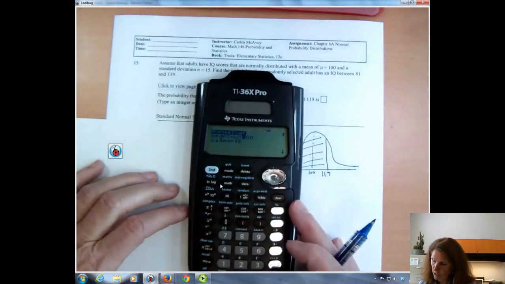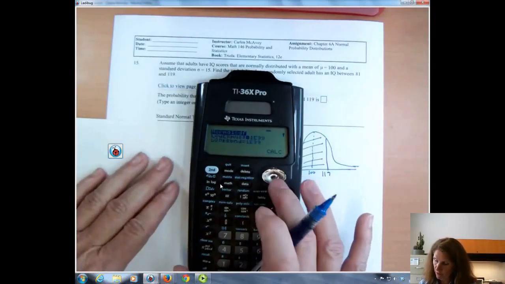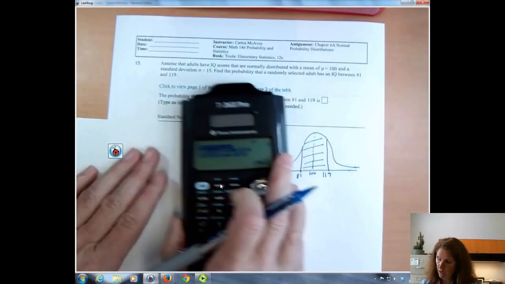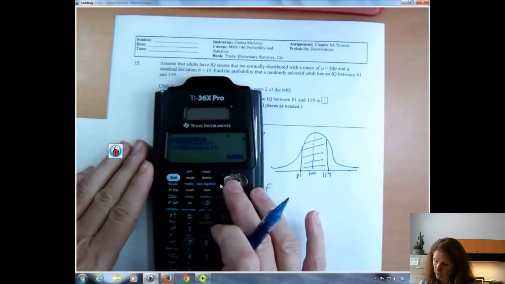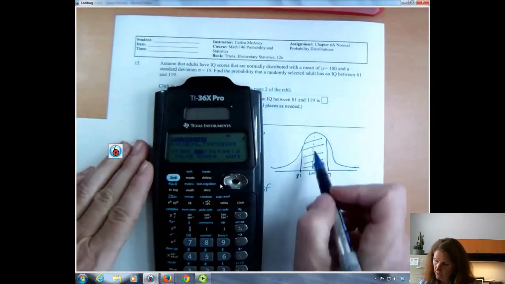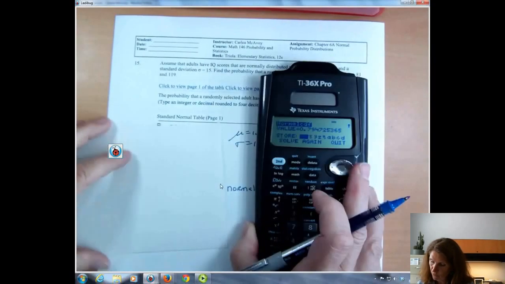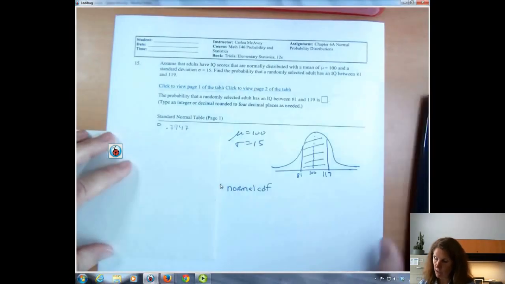distribution, Normal Cdf. I've got 115 working for me, so I'm going to leave that in there. I don't have a negative infinity, positive infinity. I have a lower bound of 81 and an upper bound of 119. And so the area in here, to 4 decimal places, is 0.7947.